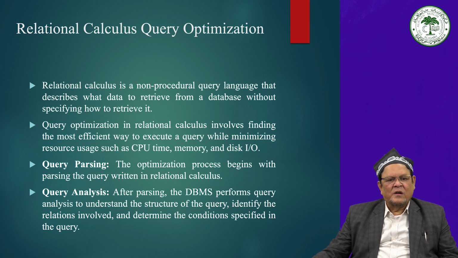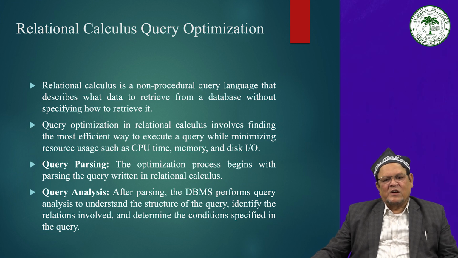Here is a detailed explanation of query optimization in relational calculus in the context of a database management system: parsing, query analysis, query transformation, cost estimation, query plan generation, next is plan selection, plan execution, and adaptive optimization.